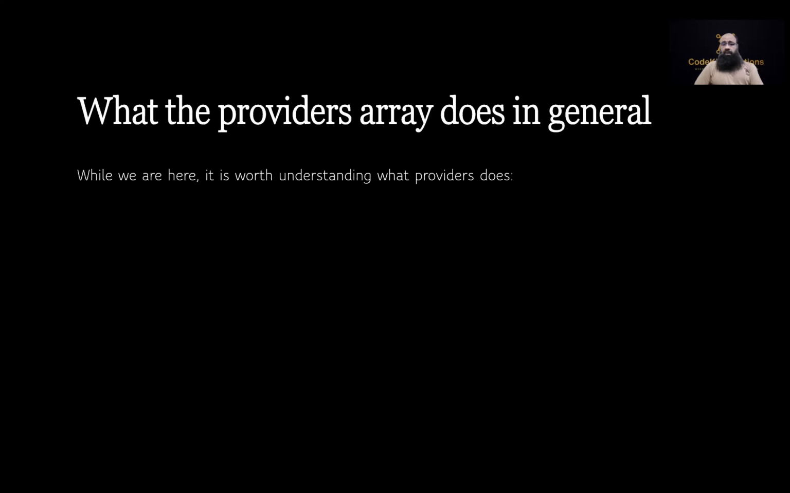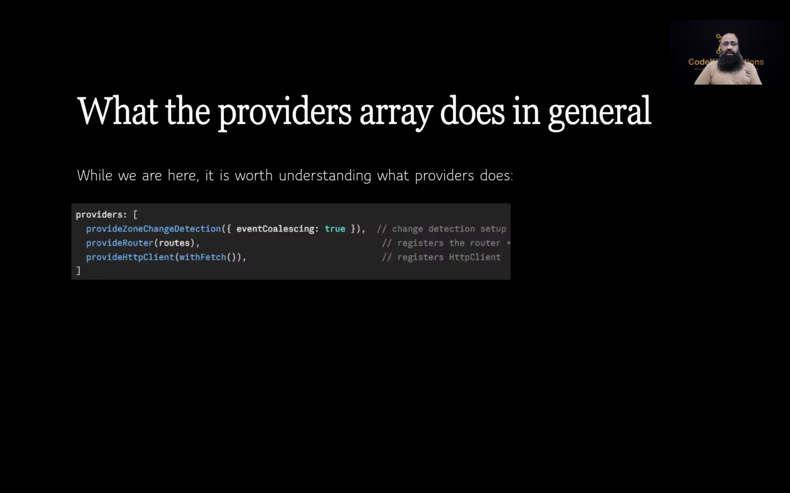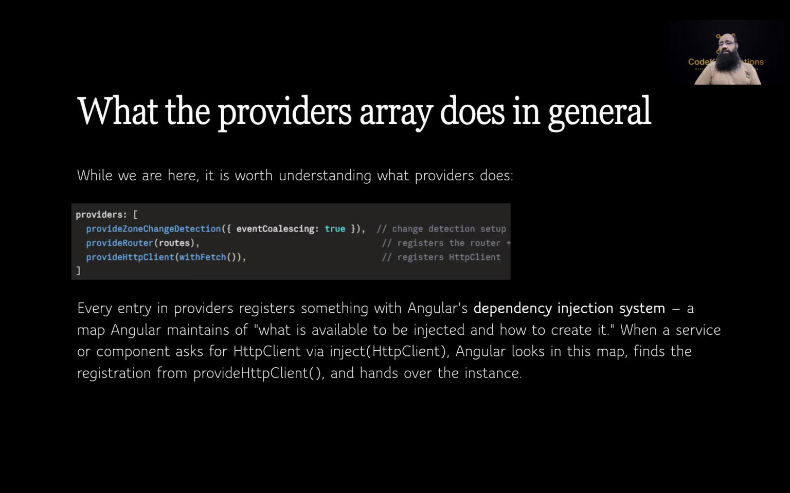One thing we need to understand is what is actually happening within the providers. Every entry in the providers registers something with Angular's dependency injection system. So basically, it is a map Angular maintains of what is available to inject and how to create it. When a service or component asks for HttpClient via inject(HttpClient), what does Angular do? It looks in this map, finds the registration from provideHttpClient, and hands over the instance.